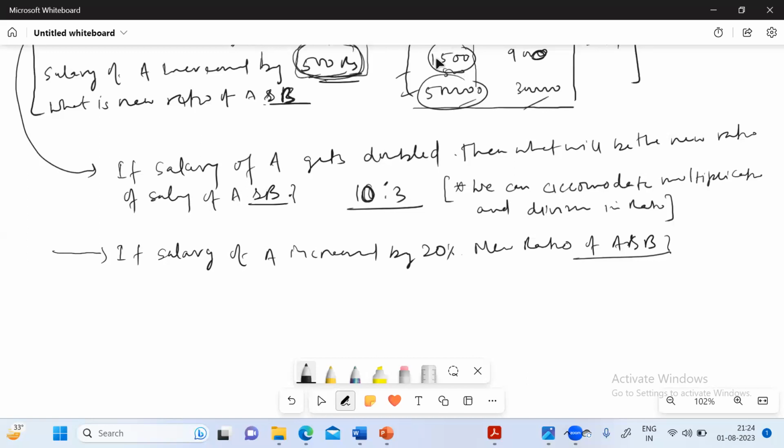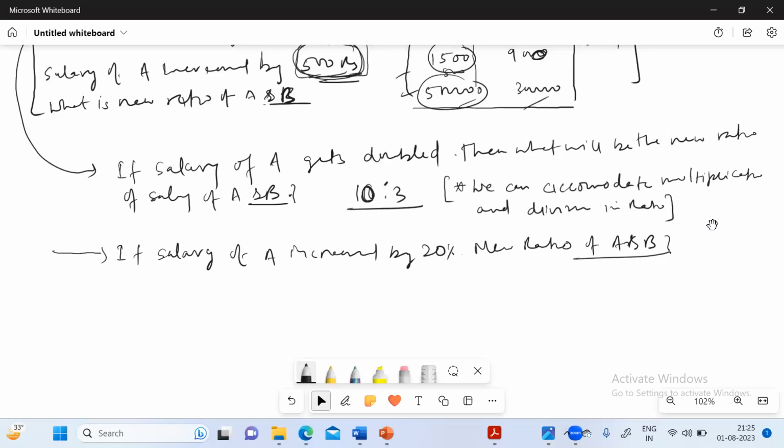What's your name? Sir, Garima. Garima, tell me why. You said cannot. Why? Because sir, the value of A in the ratio can be anything. We do not know how much 20% will come to. But 20% will be based on the value of A only.